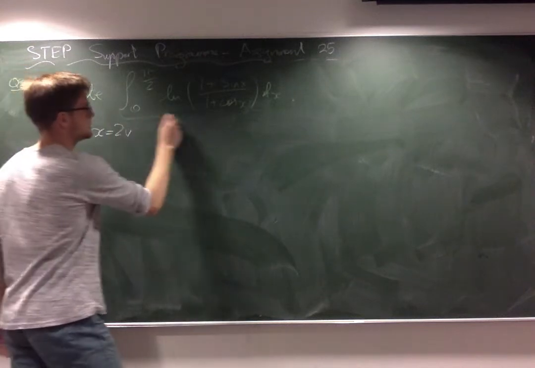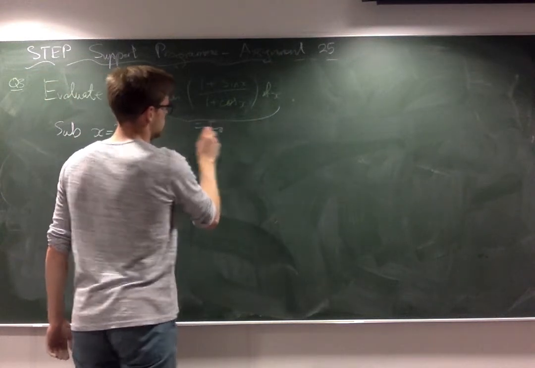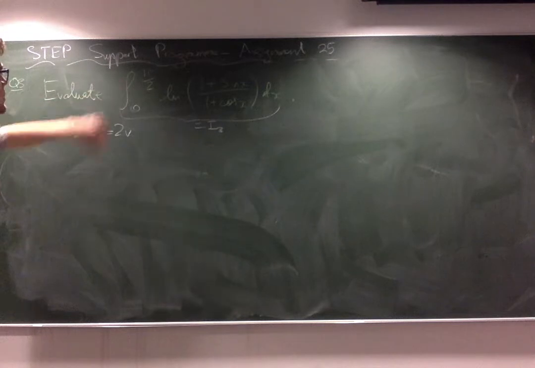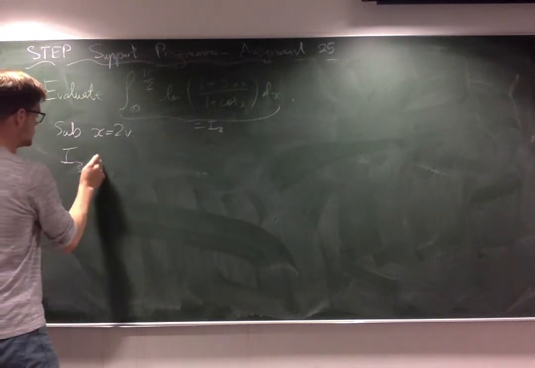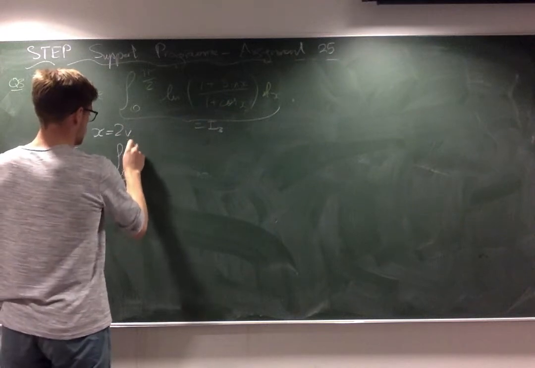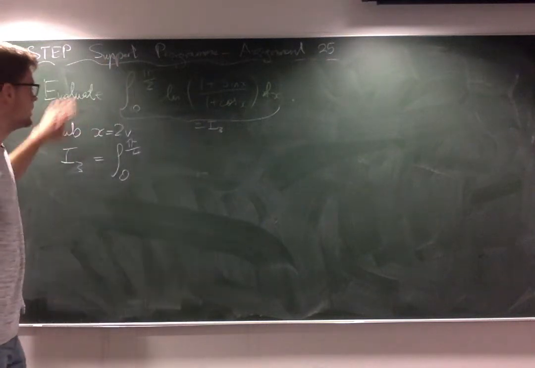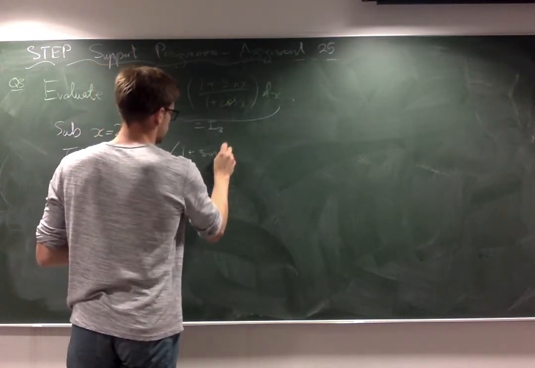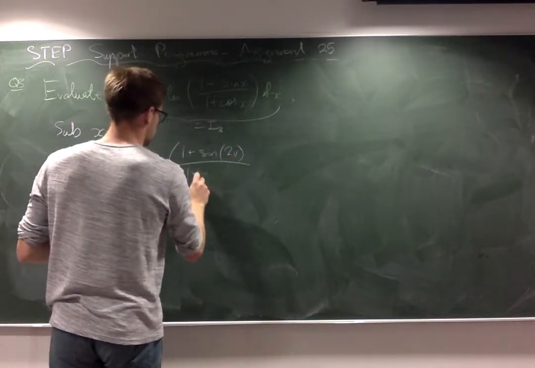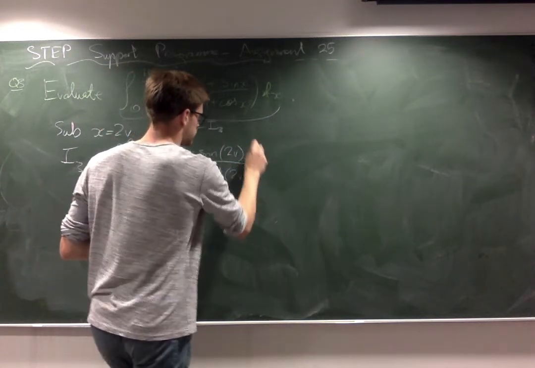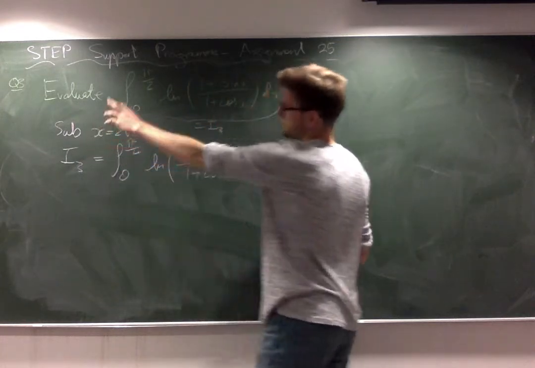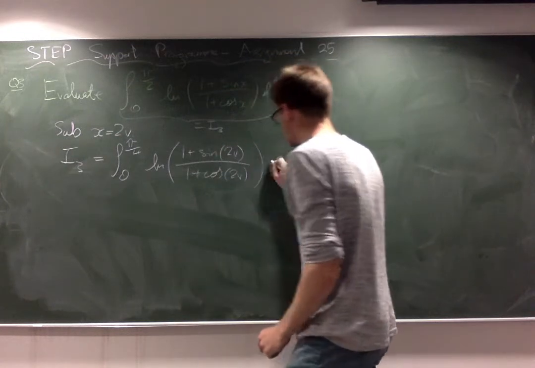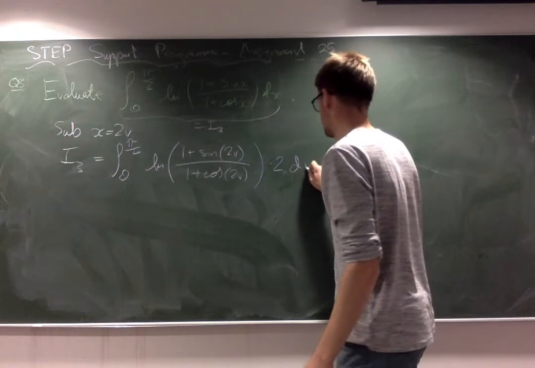Now let's call this I3, because 3 comes after 2. And then we go straight into substitution. So I3 is equal to, now we've just gerrymandered the limits into being correct, ln of 1 plus sine 2v over 1 plus cos 2v. Now we can't forget our dx by dv being 2, so that's times 2 dv.